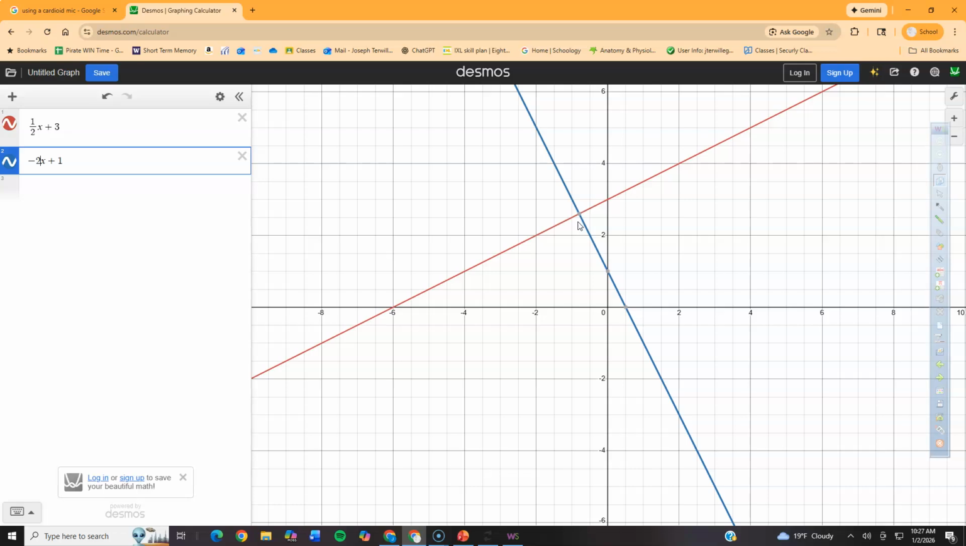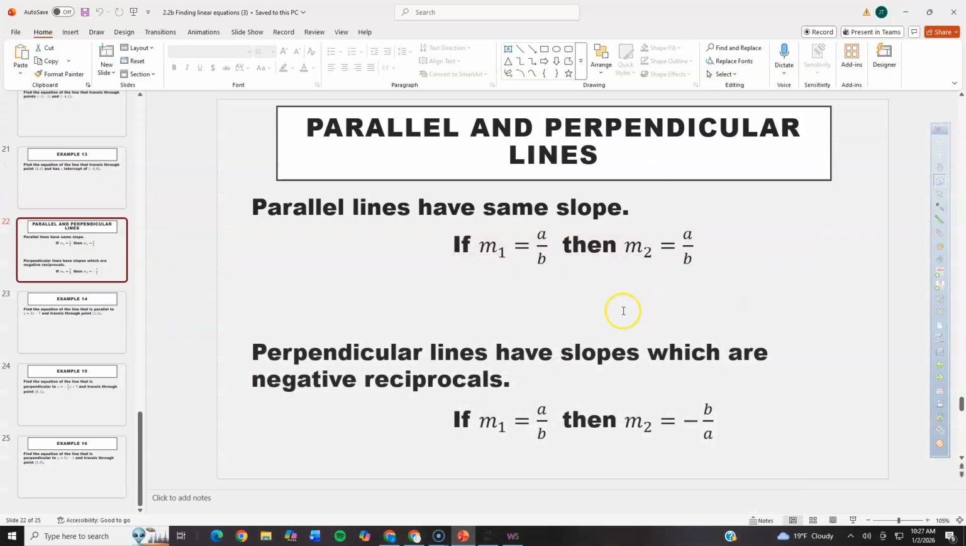Parallel, same slope. Perpendicular, you have to flip it and negate it. So to be perpendicular, one has to be positive, one has to be negative. That always works that way.